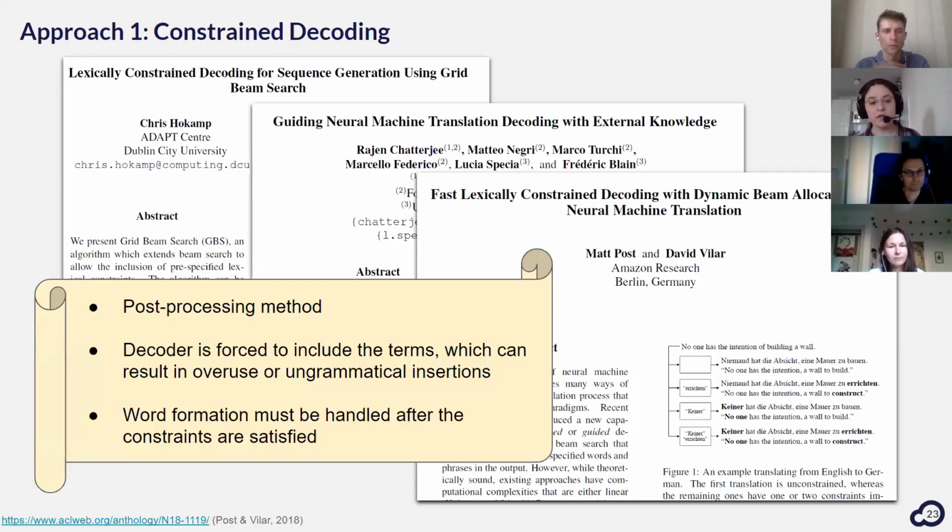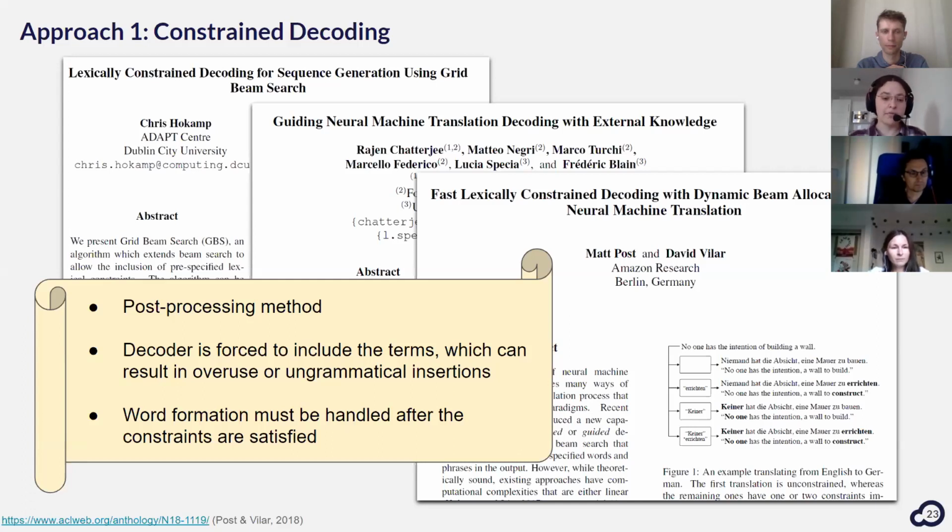This method is a post-processing method, applied after the machine translation system has already been trained. The decoder is forced to include the terms, and this can result in overuse of terms or even ungrammatical insertions. One thing that we saw when we were playing around with this was that sometimes the system really didn't know what to do with the term that we provided. It would translate the whole sentence until the end, but since it's forced to use the terms, it would just throw them on at the end. That's probably not the best thing to do.